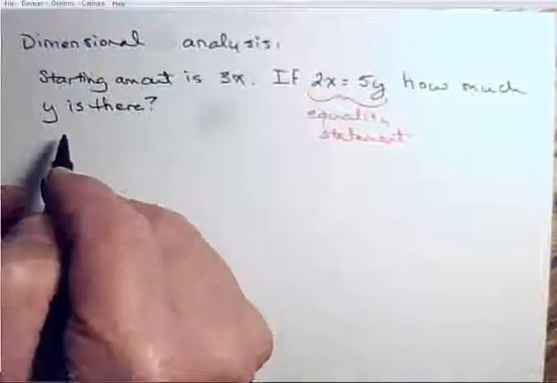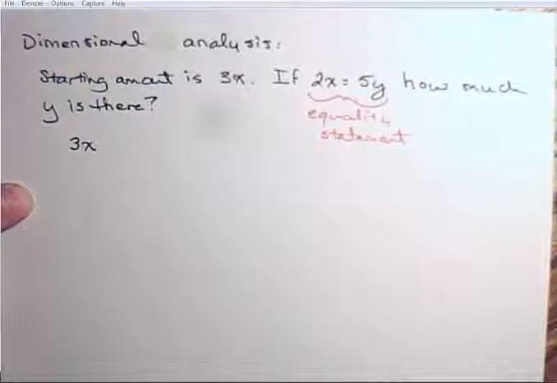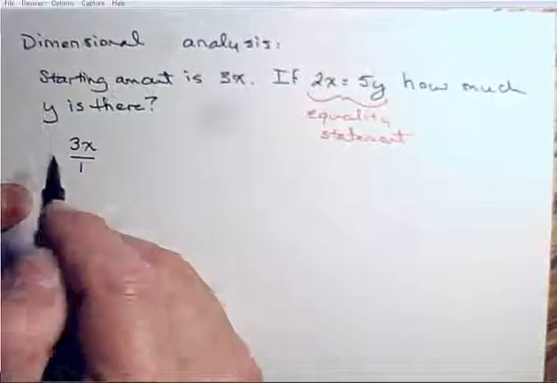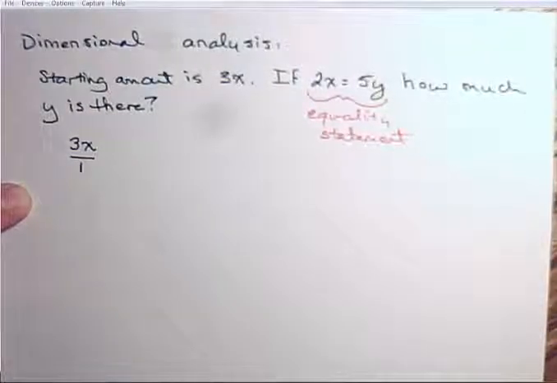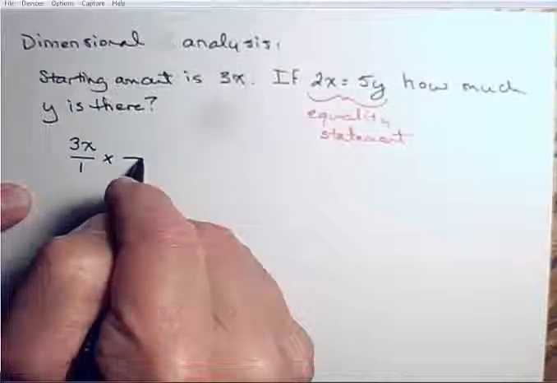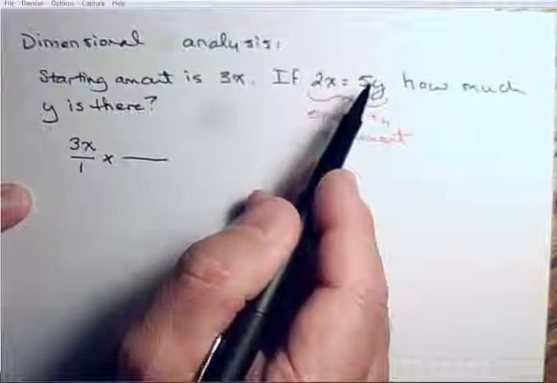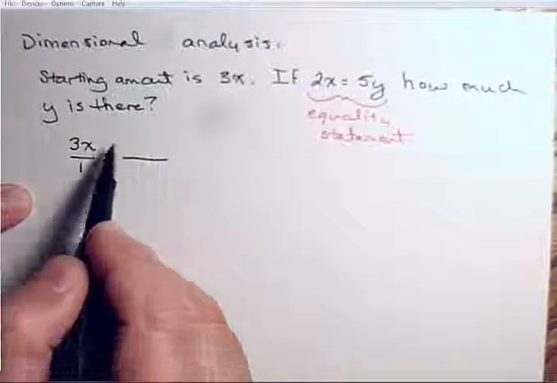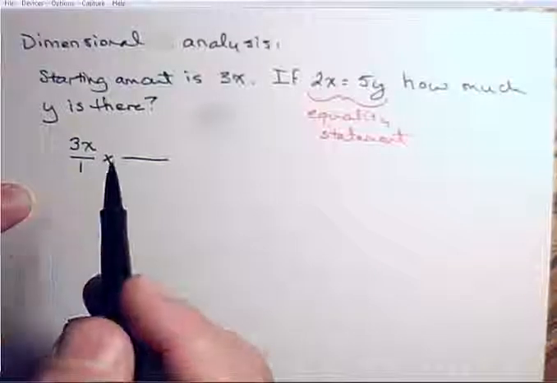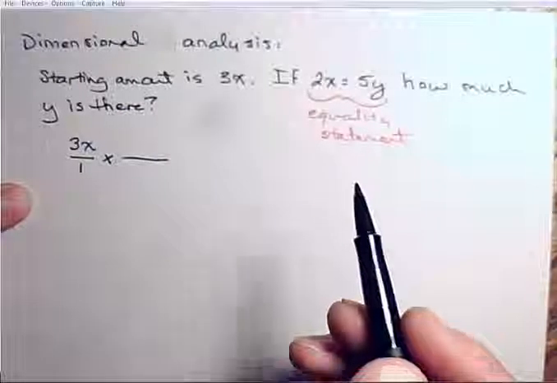Here's how it works. We're going to take that 3x, which is our starting amount, and convert that to y. We're going to put that 3x over 1 just as a placekeeper to make it all nice and neat. And we're going to multiply it by a fraction. We want that fraction to be built from this equality statement, because building it from the equality statement means that fraction equals 1. Multiplying by 1 gives us the same amount to start with. It just changes how we're measuring it, so to speak.